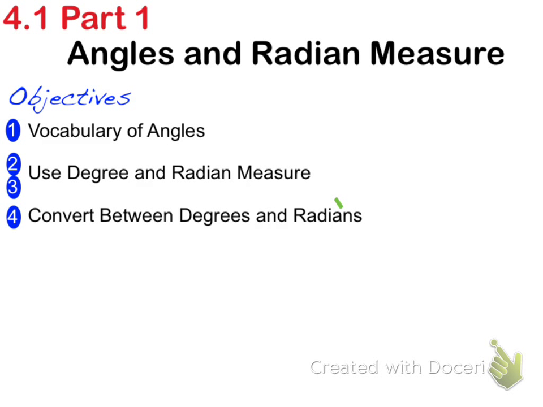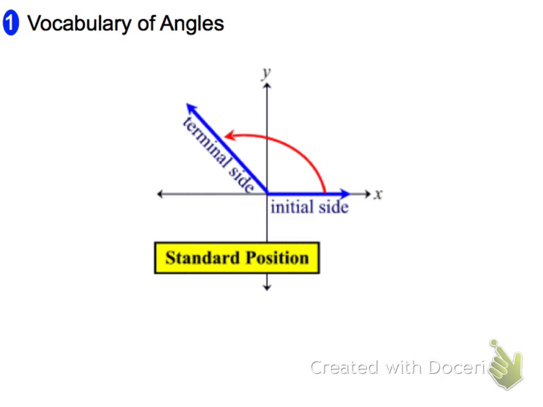This video is section 4.1, part 1. Today we're going to be focusing on angles and radian measure. And we're going to be talking a lot about the different vocabulary of angles and also the difference between degrees and radians. We'll go ahead and get started with our first objective, which is the vocabulary of angles.